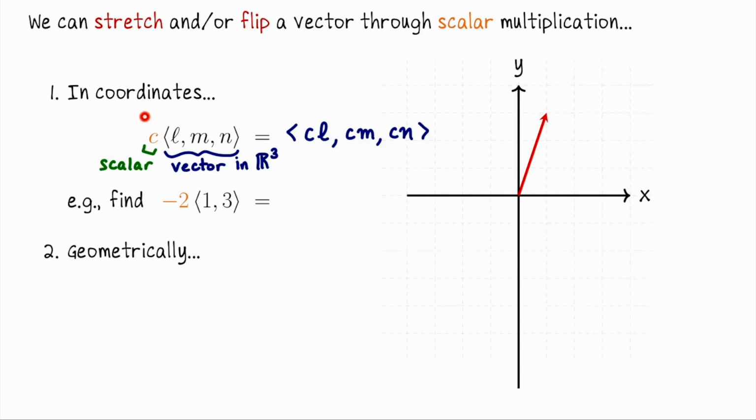Now this action of distributing the scalar to each coordinate happens whether we're working in R2, R3, or general Rn. So if I would like to take the vector 1, 3, which is actually the vector that's pictured here over to the right, and I would like to multiply it by the scalar -2, then that's going to be -2 times 1 for the x coordinate and -2 times 3 for the y coordinate. So the resulting vector would be the vector -2, -6.